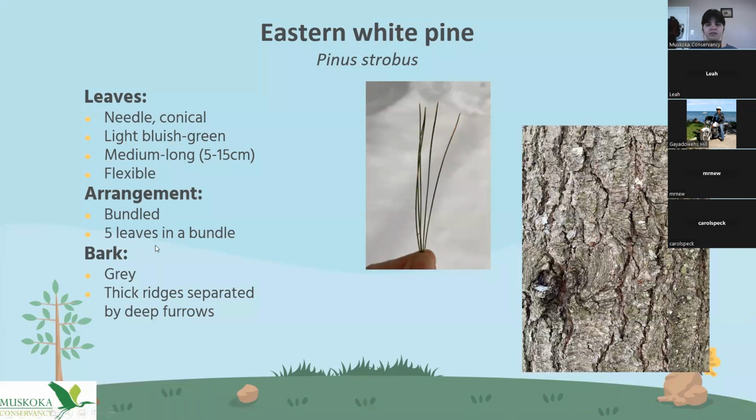They are bundled and they have 5 leaves in a bundle. So the best way to remember that it's a white pine is that white has 5 letters in the name, so it's got 5 leaves in its bundle as well. When considering the bark, it is gray and has very thick ridges and furrows in it, especially as it gets older. So that is our first species, the eastern white pine.